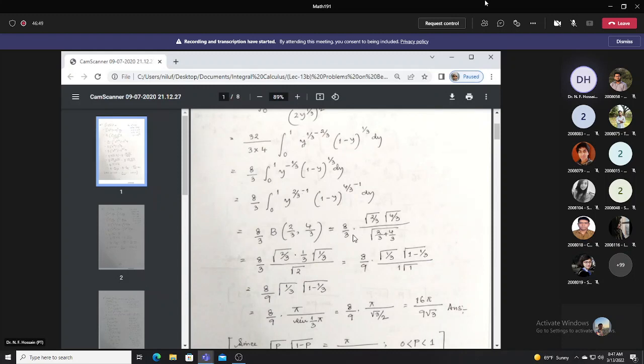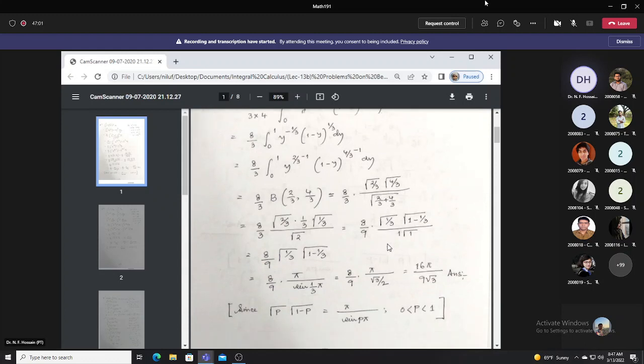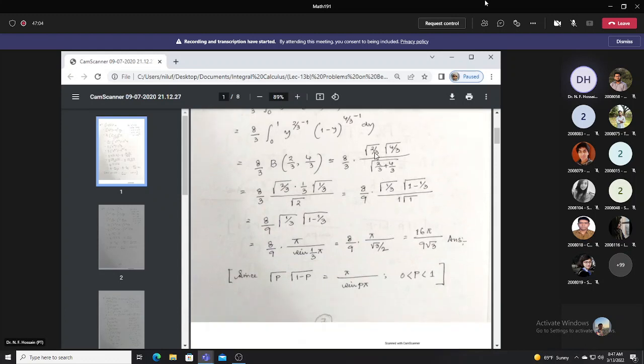And then you use the relation between the beta function and the gamma function. So gamma 2/3 into gamma 4/3 divided by gamma of 2/3 plus 4/3. On the upper side, gamma 4/3 can be written as 1/3 into gamma 1/3. And here 4 plus 2 is 6, so gamma 2. And here the constant factor is 8/9. Gamma 2 means 1 into gamma 1, which is just 1.